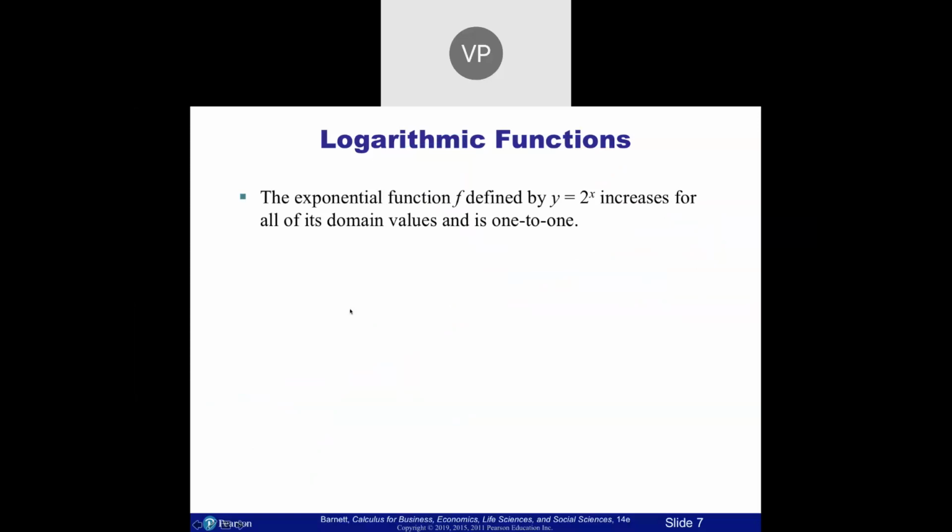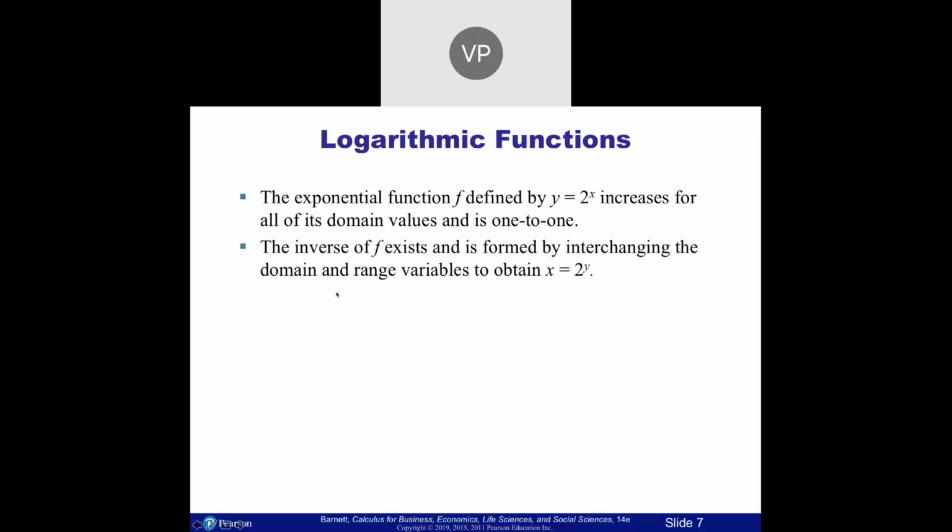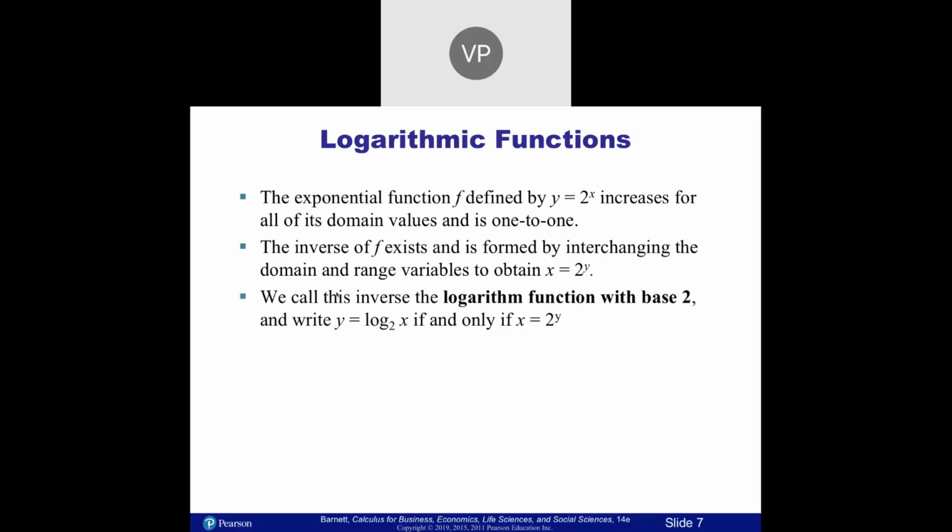Okay, so the first example here we have y equals 2 to the x. It increases for all its values in the domain, so therefore it's a one-to-one function. Okay, inverse exists just by flipping around. Remember, you reverse the x and the y. Every x becomes a y, every y becomes an x, and then we solve it by taking the logarithm. We make this into a logarithmic function.